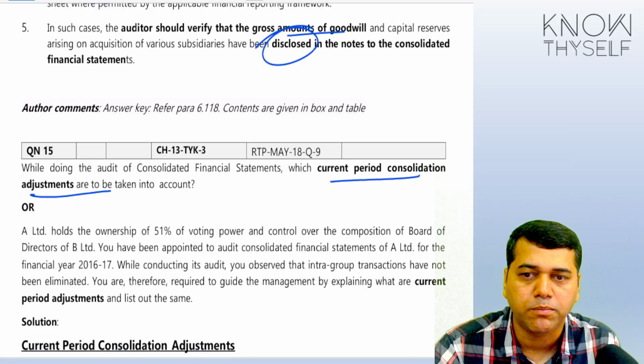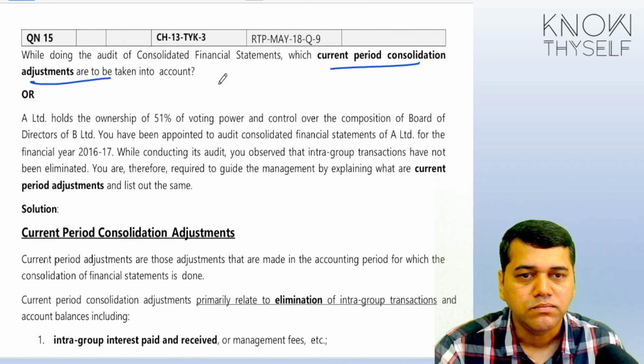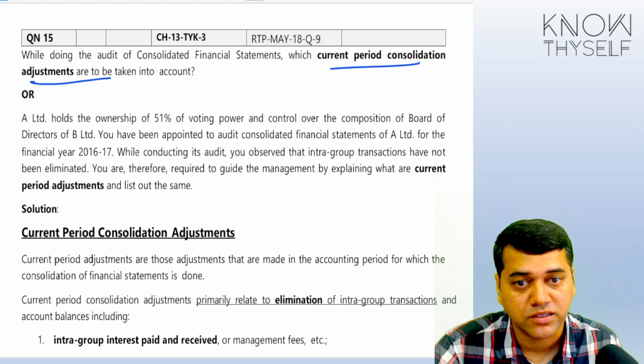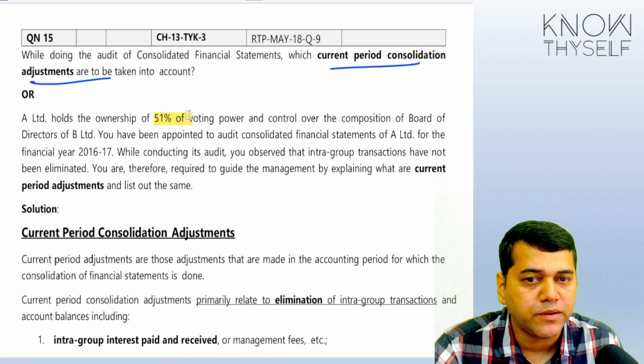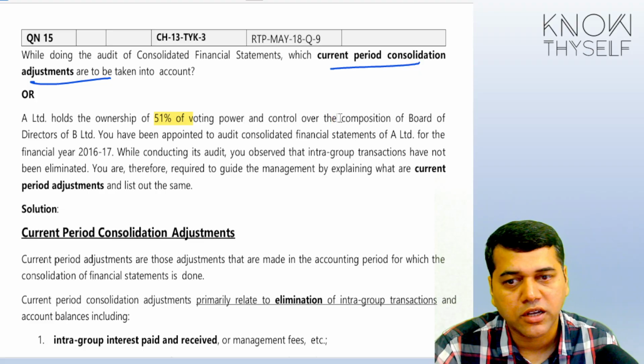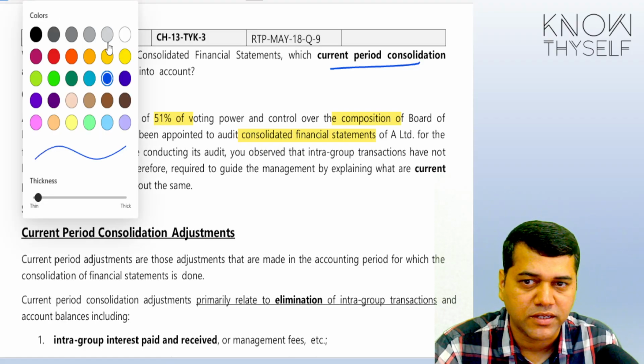They have given up to point number J, so you can write any of those points. Now RTP, they asked you this question. Maybe this type of question can come in the examination. A holds 51% voting power and controls the composition. You are appointed to audit the CFS. So from this you understood it is chapter 13.